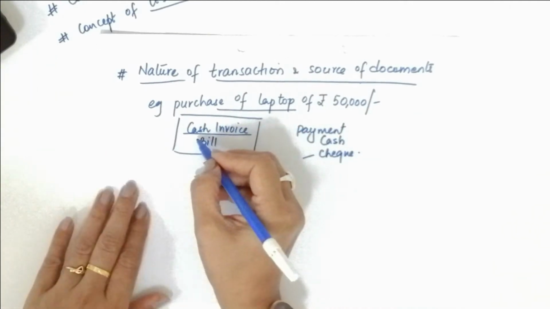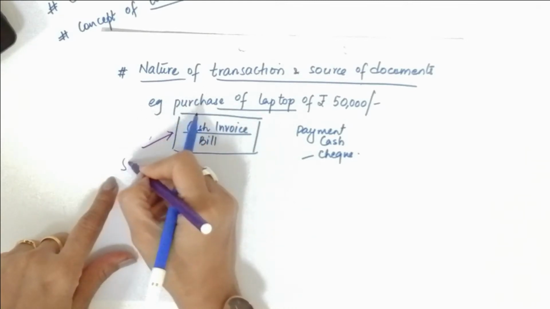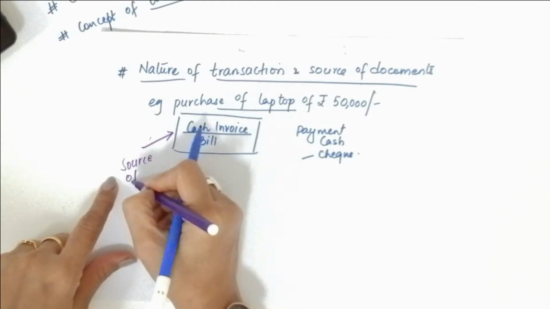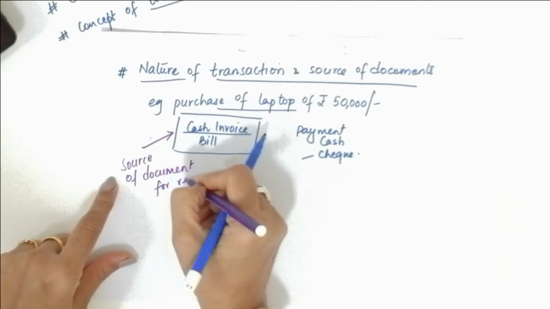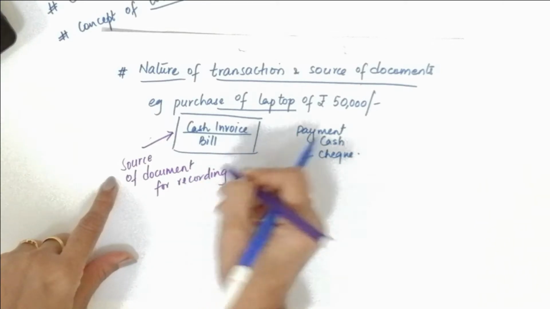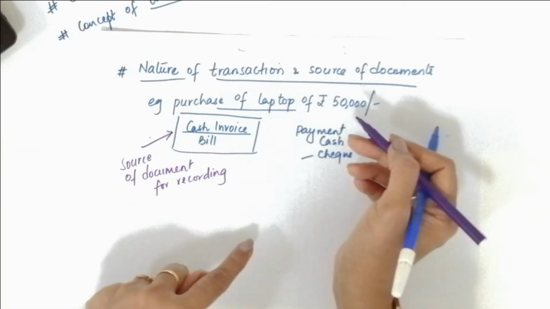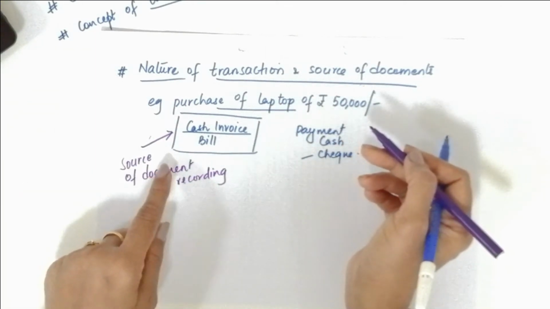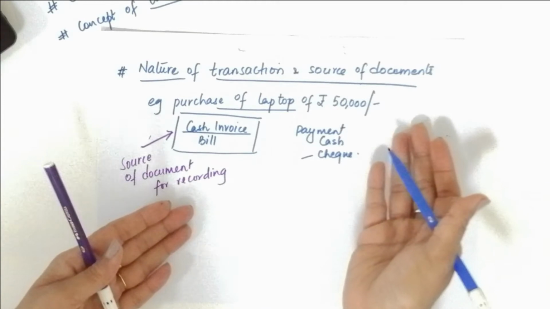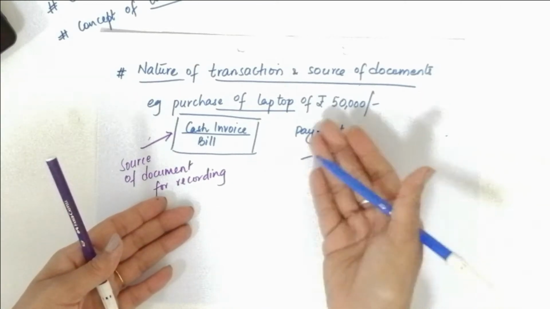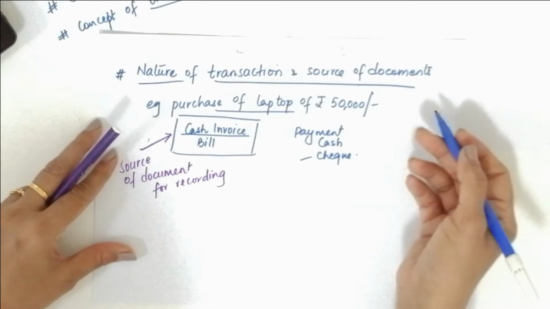So what does this form? This forms my source of document for recording. For example, in a company, if a laptop is bought for one of the employees, this cash invoice has to be given to the accountant as a proof of purchase of the laptop, right? Similarly, you can think about the salary paid. When you pay salary, the salary slip is your proof, and the cash is paid, right?